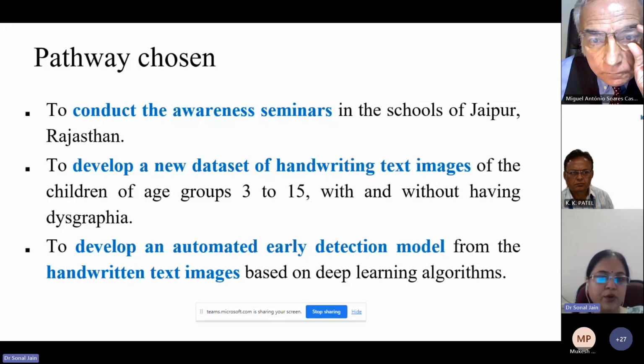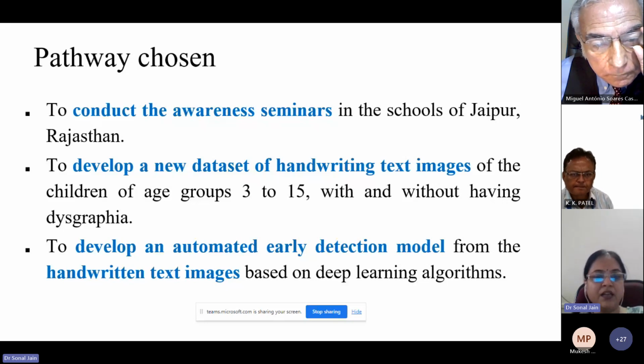We developed a new data set of handwriting text images, which I'll be talking about here for a few minutes, because if people are interested, we can share this handwriting data set with them as well, and they can also get involved with us in developing algorithms. And as I said, we have also initiated developing an automated early detection model. Input is handwritten text images and the algorithms are deep learning algorithms.